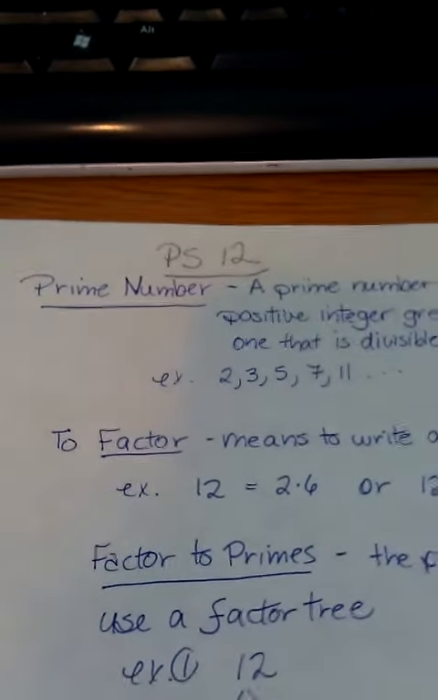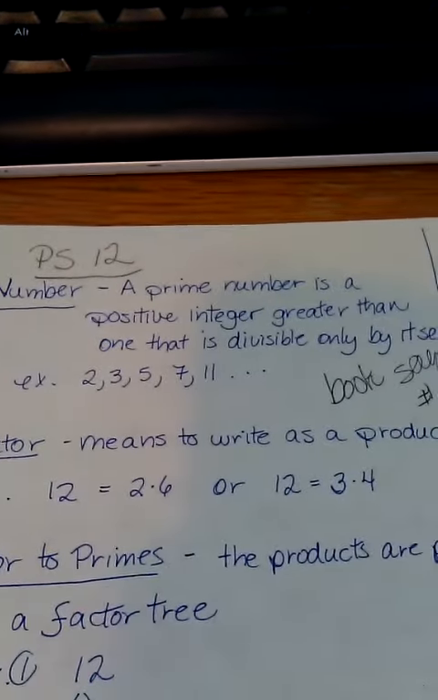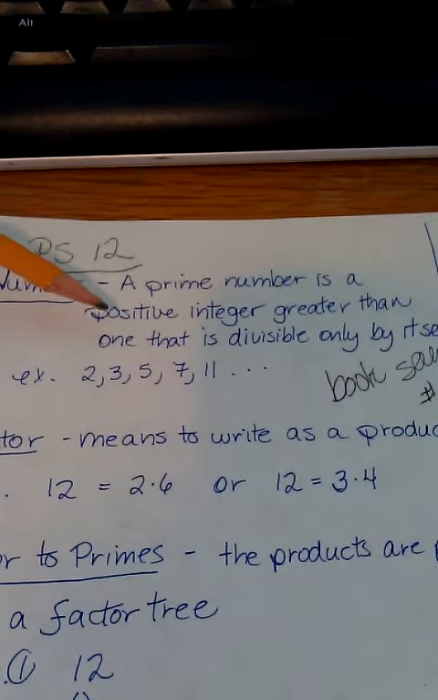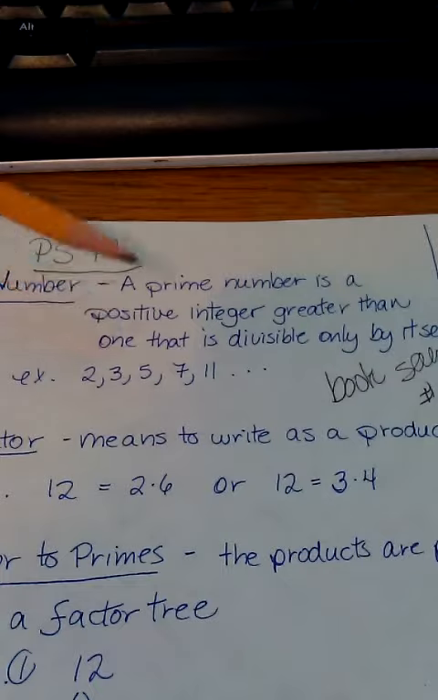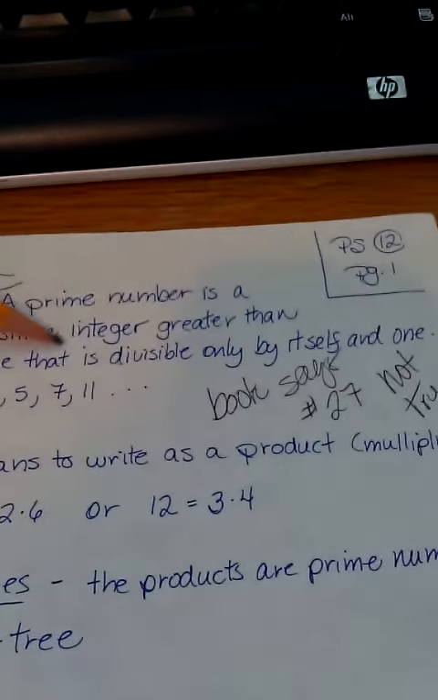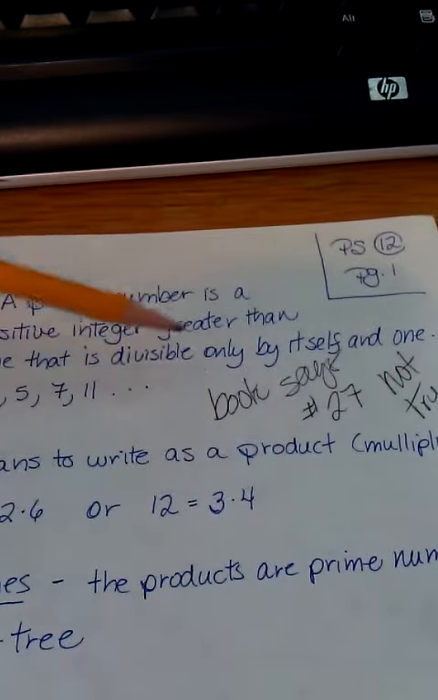Set 12. On problem set 12, we're going to look at prime numbers. So here's the official definition. A prime number is a positive integer greater than 1 that is divisible only by itself and 1. Oops, and 1. The book is wrong.